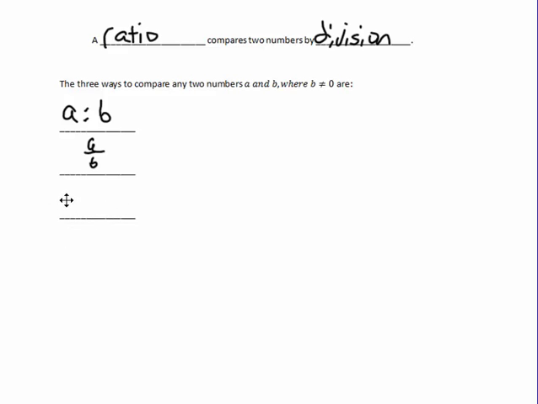And the third way, we actually just say a to b. This is uncommon. Probably won't be tested over this idea, but if I say compare a to b, then essentially I'm saying a divided by b, or a compared to b, right? Where we have that colon, just a dot dot, right?